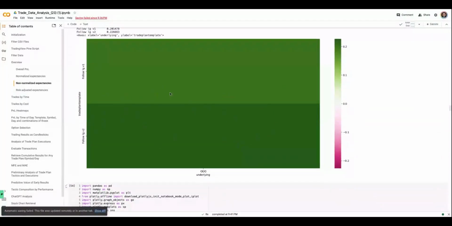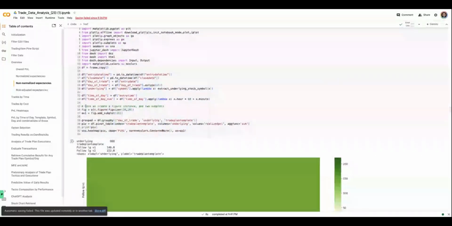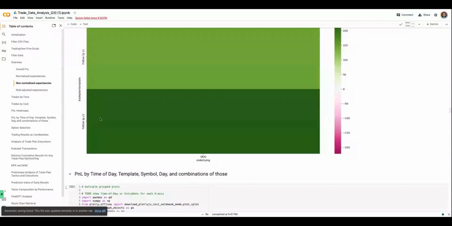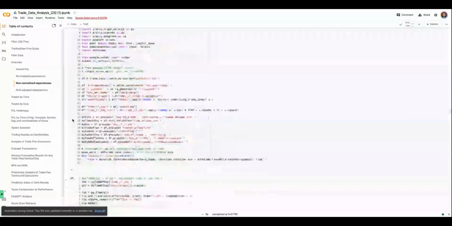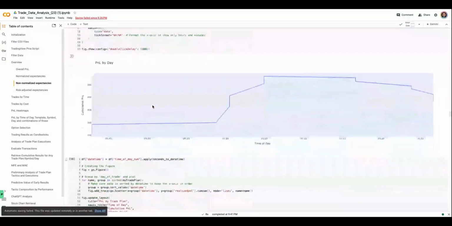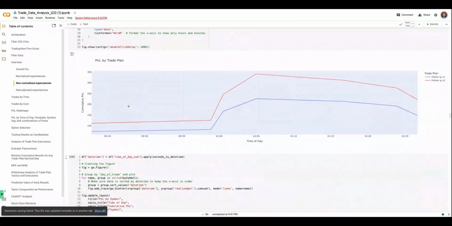This is a heat map. Means a lot more when you have more symbols and more trade plans, but it's showing basically that version 2 makes more than version 1. But they both were profitable. This is profit by time of day for all trading combined. This is one line per trade plan. So you can see that version 1 is always just a little bit below version 2 here, but exactly the same shape.